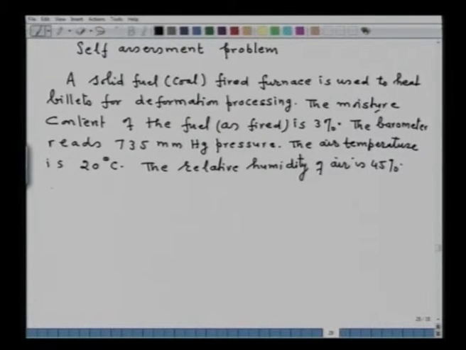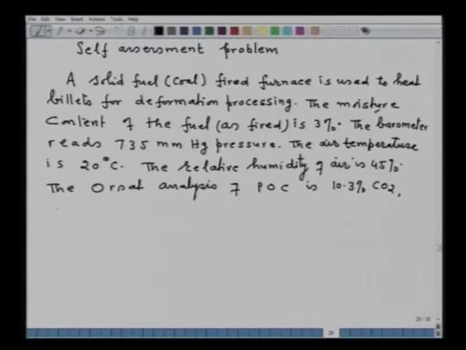The Orsat analysis of POC is 10.3% CO2, 2% CO, 6.2% oxygen and 81.5% nitrogen.